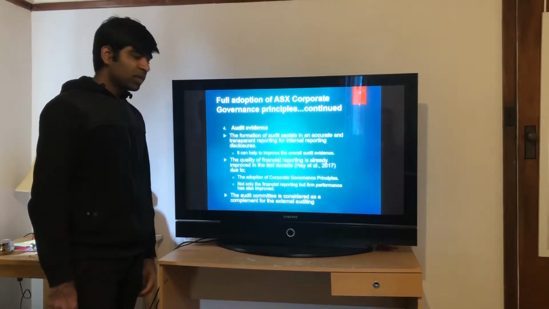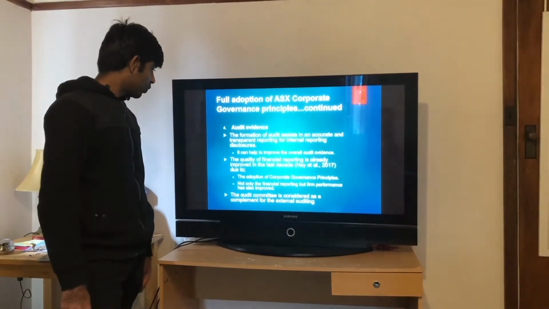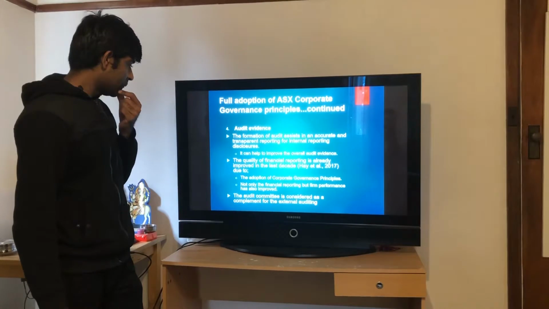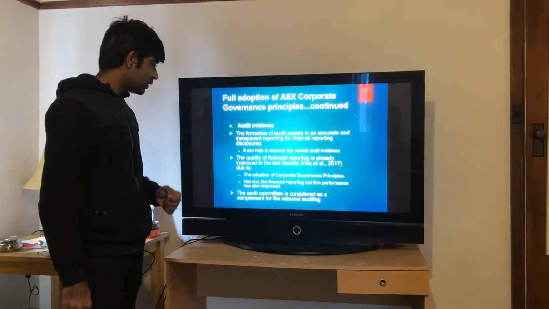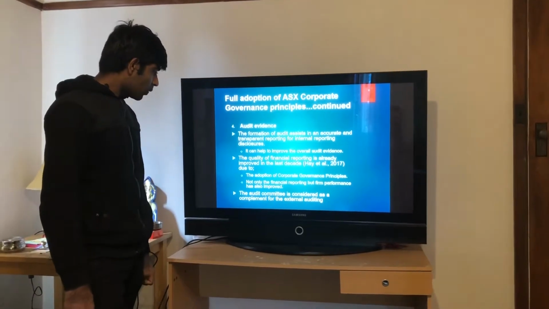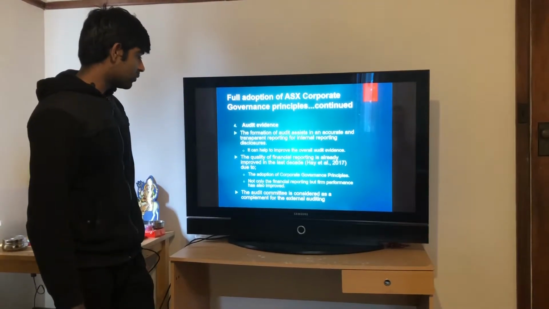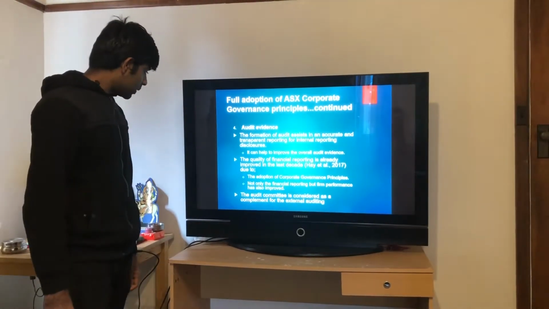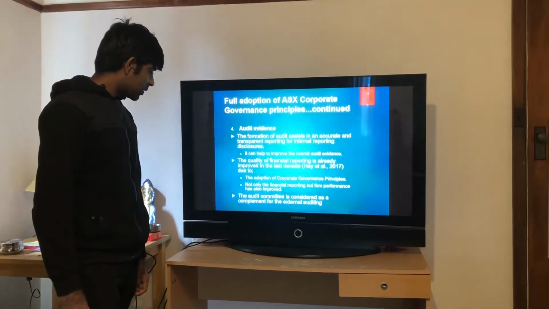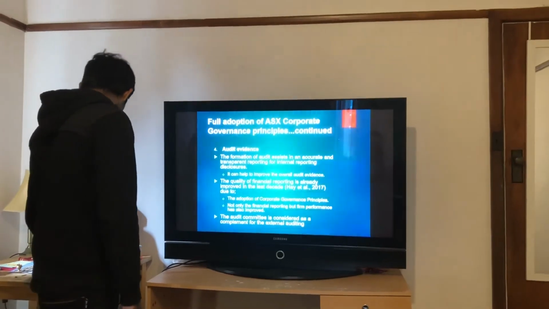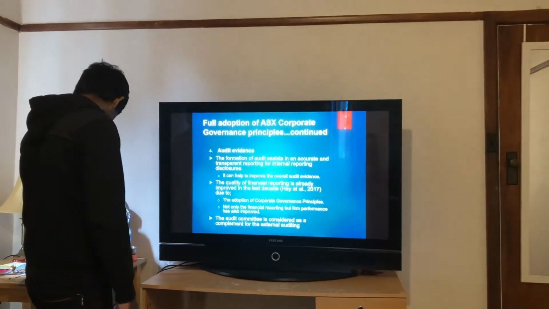The quality of financial reporting has already improved in the last decade, as of 2017, due to the adoption of corporate governance principles. Not only the financial reporting, but firm performance has also improved. The audit committee is considered as a complement for the external auditor. I would like to move to the next slide, and that one is the conclusion.